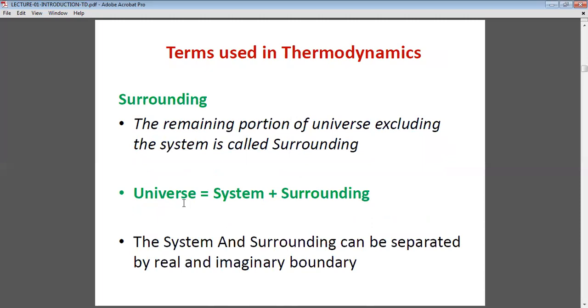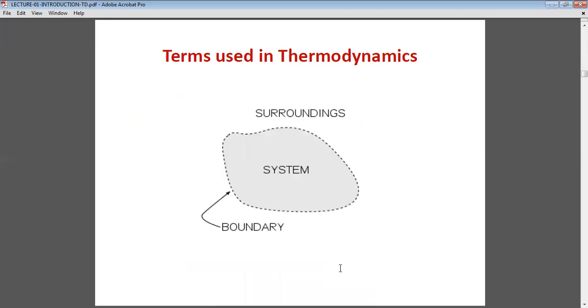And what are the different terms used in thermodynamics? First, surroundings. We said that the area of interest we call the system, and everything external to the system we call surroundings. System and surroundings together we call the universe. This system and surroundings are separated with the help of a boundary, which we assume to be an imaginary boundary. So this is the system.